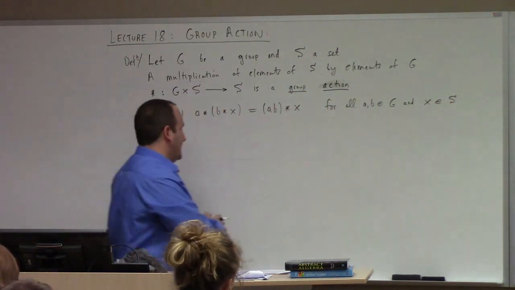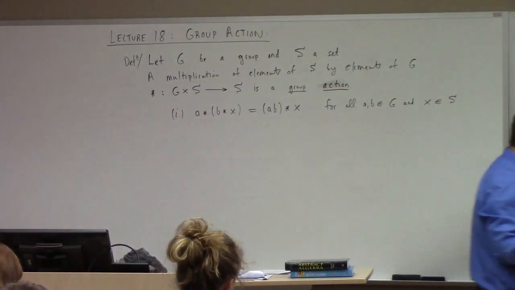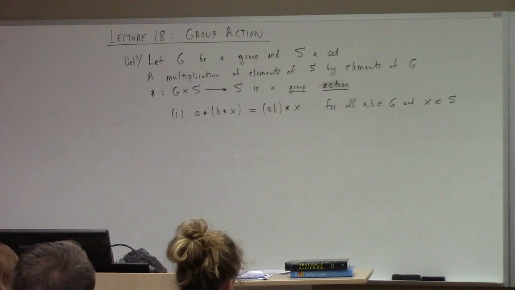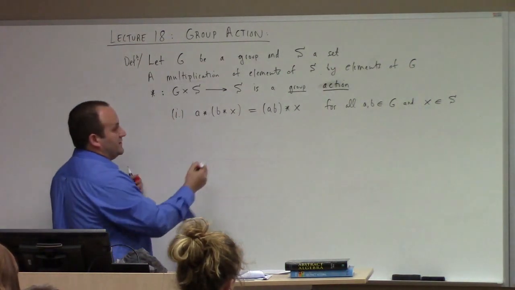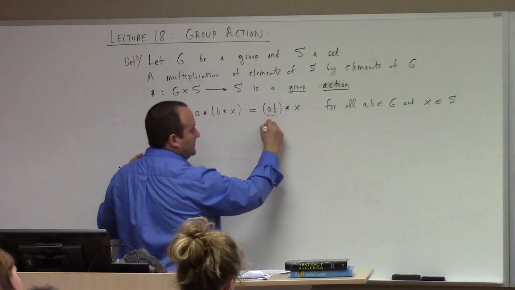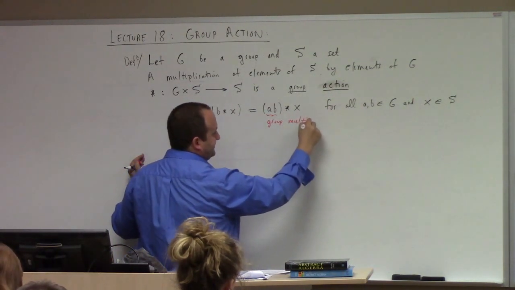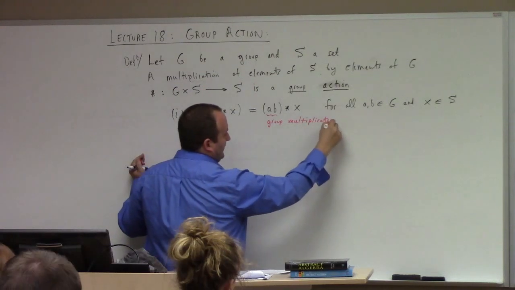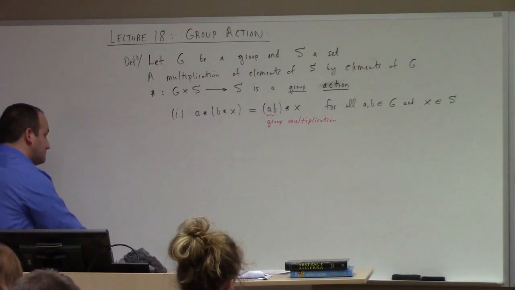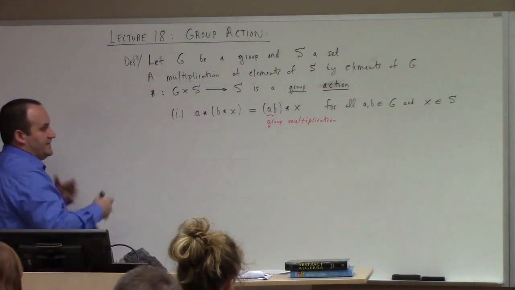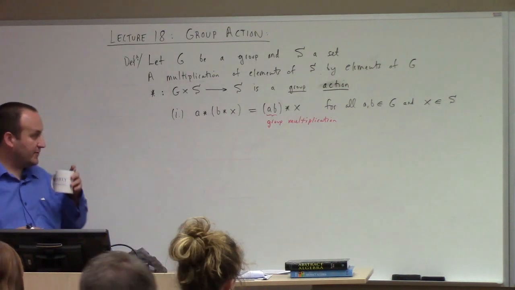Before I go on, let me just emphasize what's going on here. I'm using juxtaposition to denote the multiplication in the group, and I'm using the star to denote the group action, right? So this right here is a group multiplication. In contrast, the stars, of course, are group actions. This is an abstract concept. I'm going to give you examples of group actions once I get the definition out of our way.